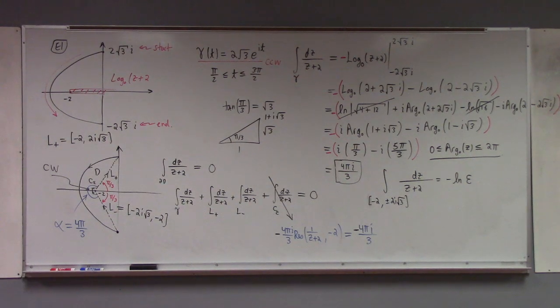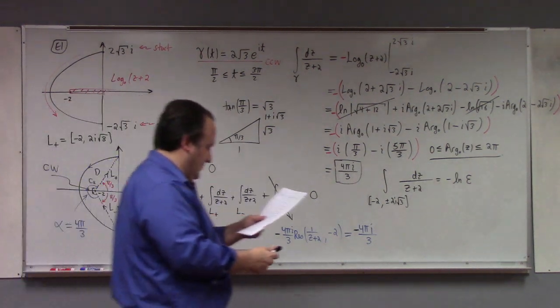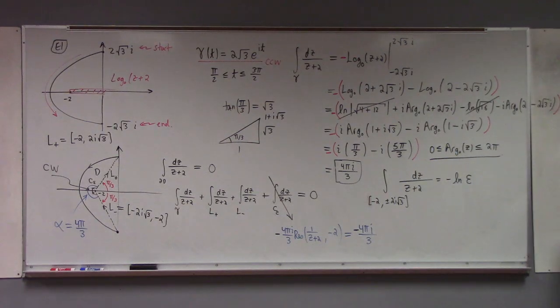So next up, you'll like this one, Jordan's lemma. Lemma: if C_R is a semicircular contour given by z of theta equals R e to the i theta, 0 less than or equal to theta less than or equal to pi, in the upper half plane.